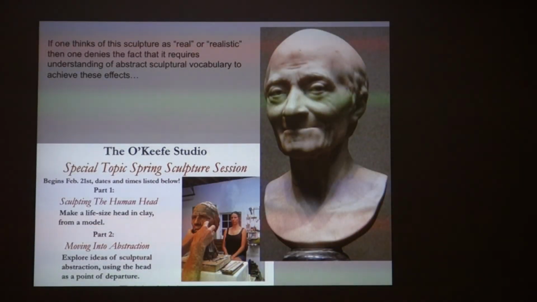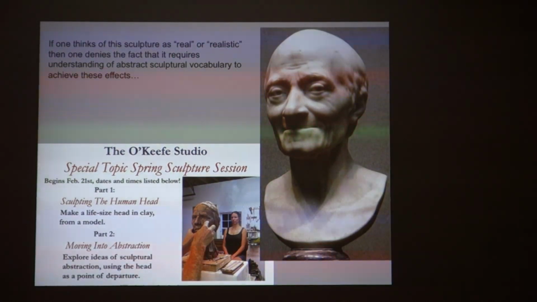So when one thinks about the pursuit of working observationally from a model, they tend to think of this type of result, right? And in the class, we've looked at an image of this sculpture. It's a sculpture by the 19th century French artist Houdon, and it's a portrait of Voltaire, and the likeness is in fact remarkable, and the naturalism is in fact also remarkable.